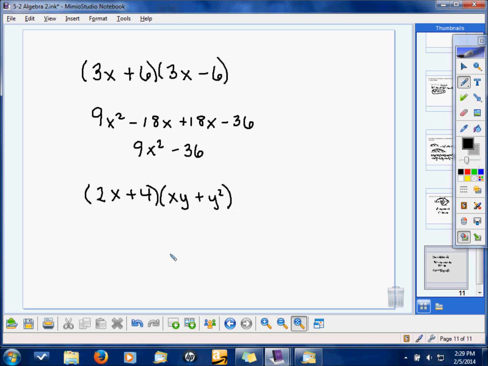All right, let's take a look at this one. Let's multiply this out and see what happens. What's 2x times xy, the first terms? How many x squared? 2x squared y. Outers? It will be 2xy squared.